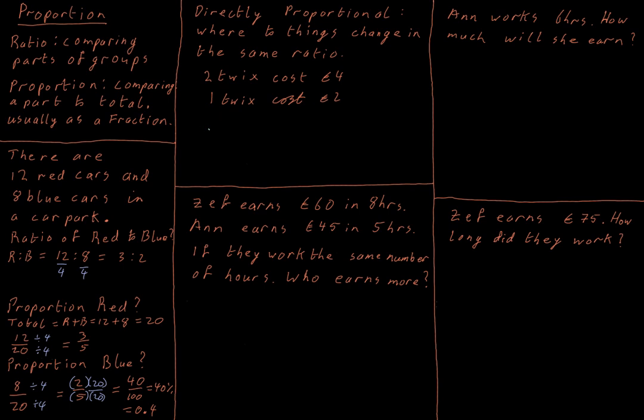Well, if I wanted 3 Twixes, how much would that cost me? Well, I think I know that that would cost me €6. So what's happening? The ratio of the two of them is staying as 1:2. So if I have 2 Twixes, it costs me €4. If I have 1 Twix, it costs me €2. Directly proportional just means that if I double one side, I double the other. If I halve one side, I halve the other. If I triple one side, I triple the other. That's all directly proportional means, that the ratio remains constant as we change things.